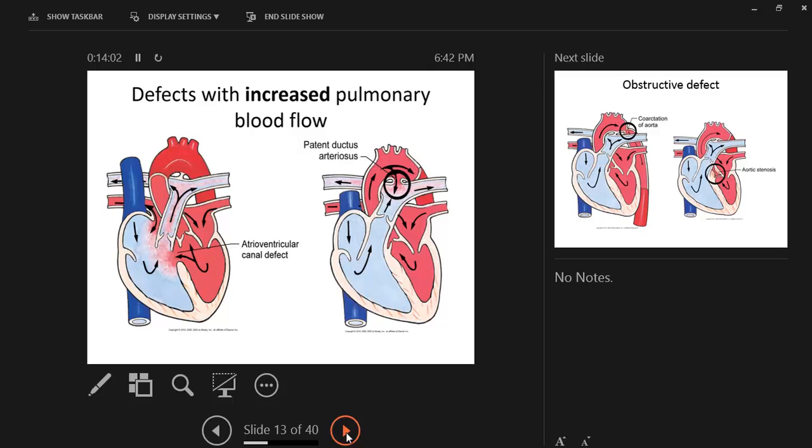And here are some defects with increased pulmonary blood flow. The patent ductus arteriosus is a failure of the normal fetal circulation to close, and so it causes a left to right shunt and increases the work of the left side of the heart.